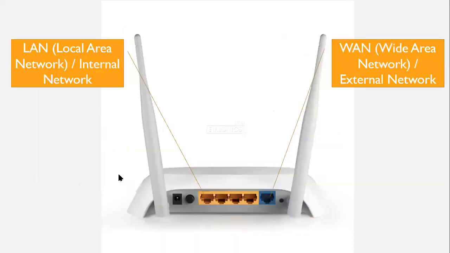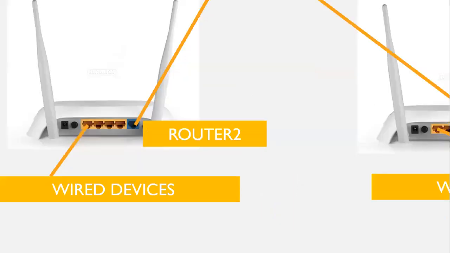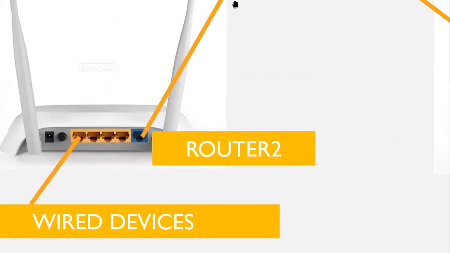Let me just zoom that part. Sorry, where's the zooming option there? So let me zoom that part here. As you can see, the connection coming from the main router or router 1 goes to your WAN port here. Although it's called the WAN port, you're connecting that to your external network, which in this case is your main router.